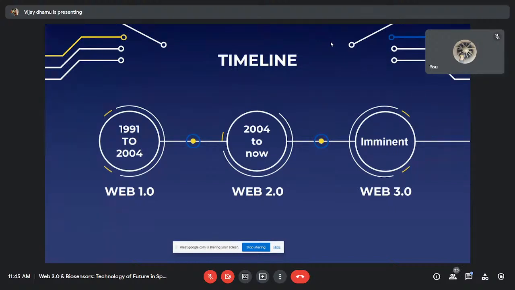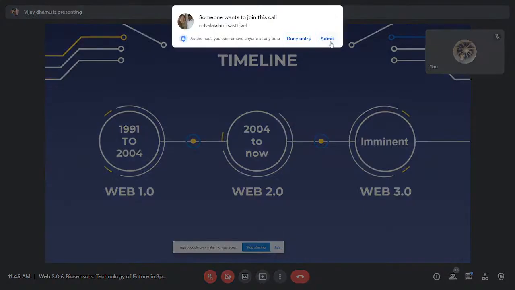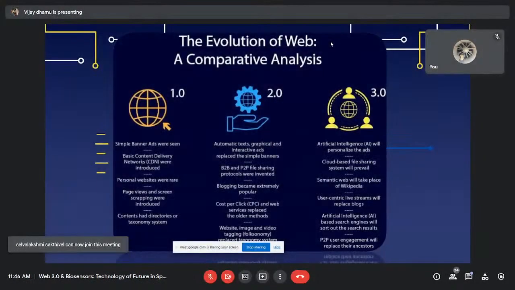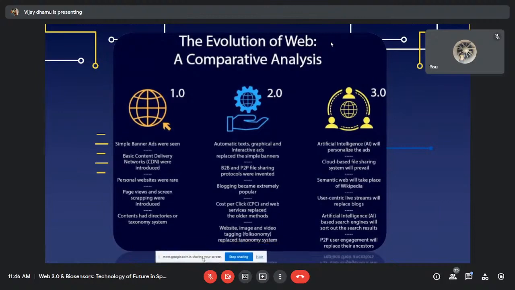Even if you take Web 2.0, it started in 2000, but it took 4 years for Web 2.0 to completely take over Web 1. So Web 3.0 will completely take over in the very near future. So yeah, the evolution of the web, a comparative analysis. Here we will be seeing what the difference is between Web 1.0, 2.0, and 3.0.